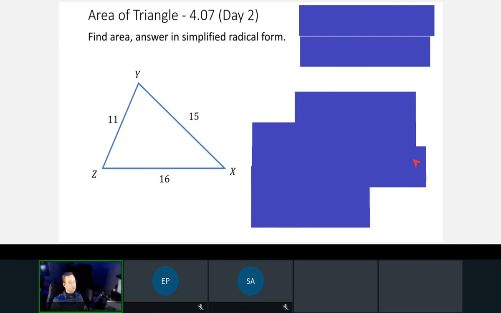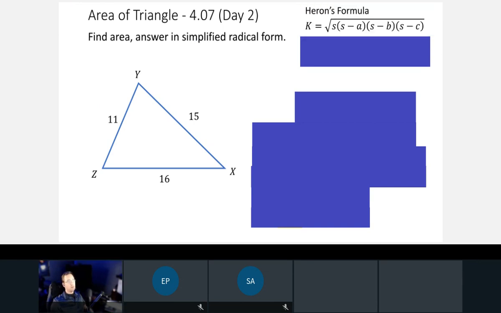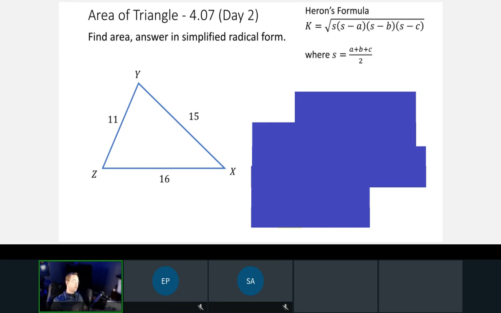All right, area of a triangle. We want to find the area, answer in simplified radical form, so no decimals. We give you all 3 sides of your triangle. So looks like we can use Heron's formula, or Hero's formula, it's also called. Remember, your S is all 3 sides added up divided by 2. So we just plug that stuff in.